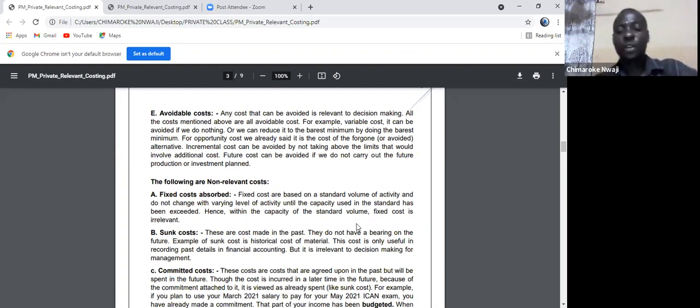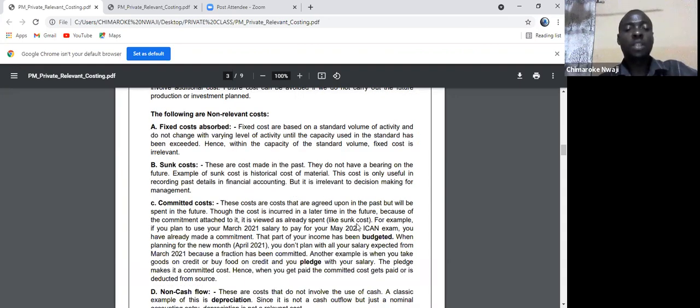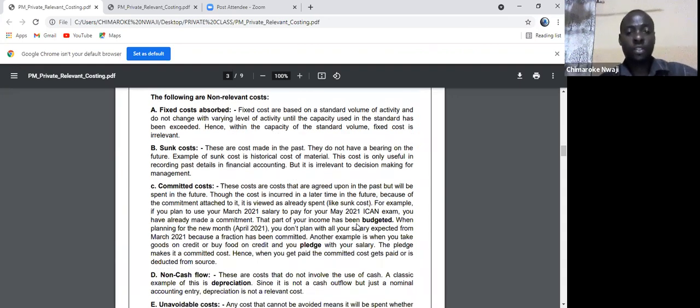Now, enough for the relevant costs. Let's talk about the non-relevant costs. Chief among the non-relevant costs is fixed cost absorbed. So of course, you know that if variable cost is relevant, fixed cost is not. Fixed costs are based on a standard volume of activity and do not change with varying level of activity until the capacity used in the standard has been exceeded.